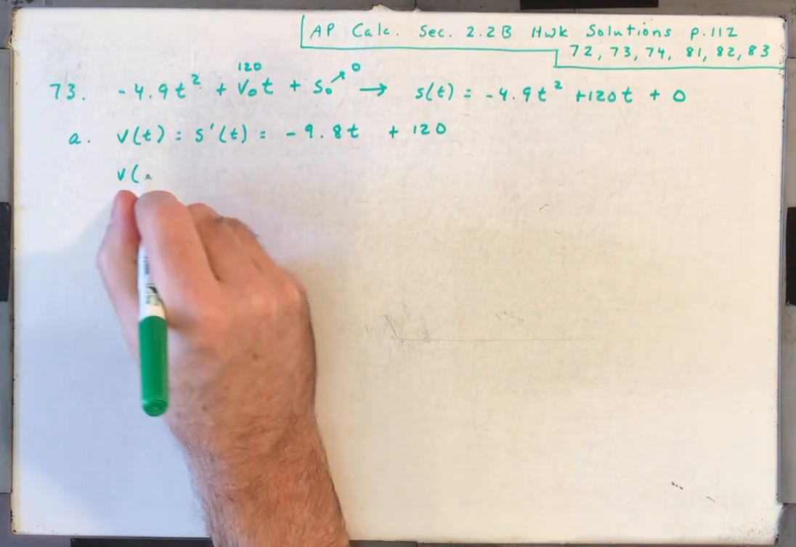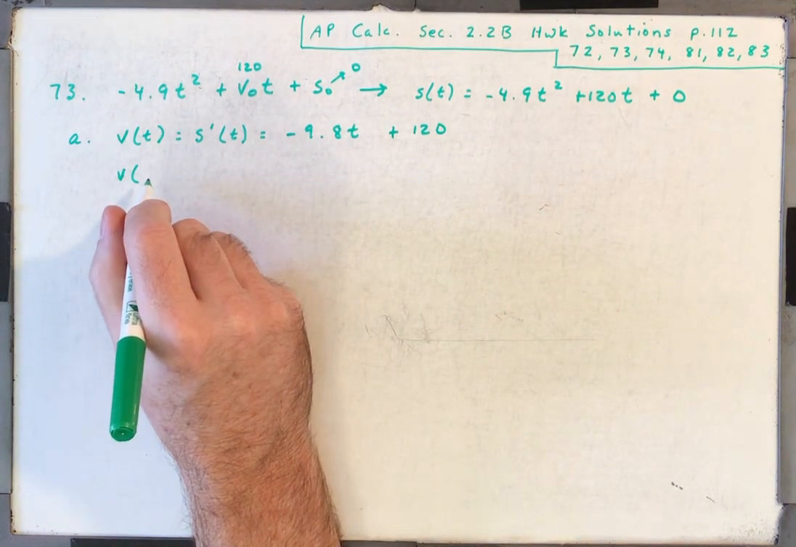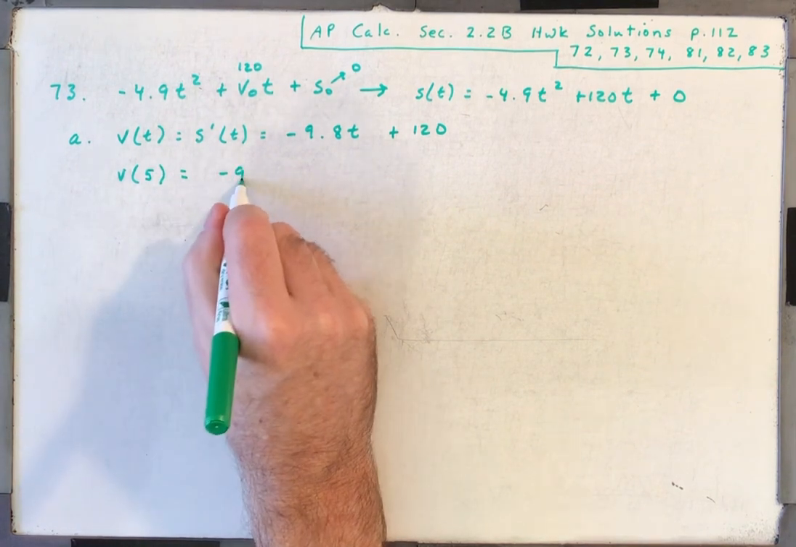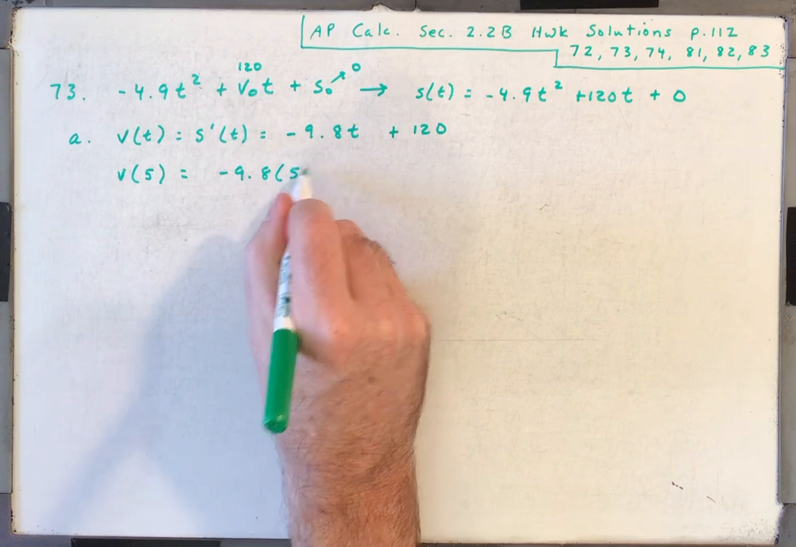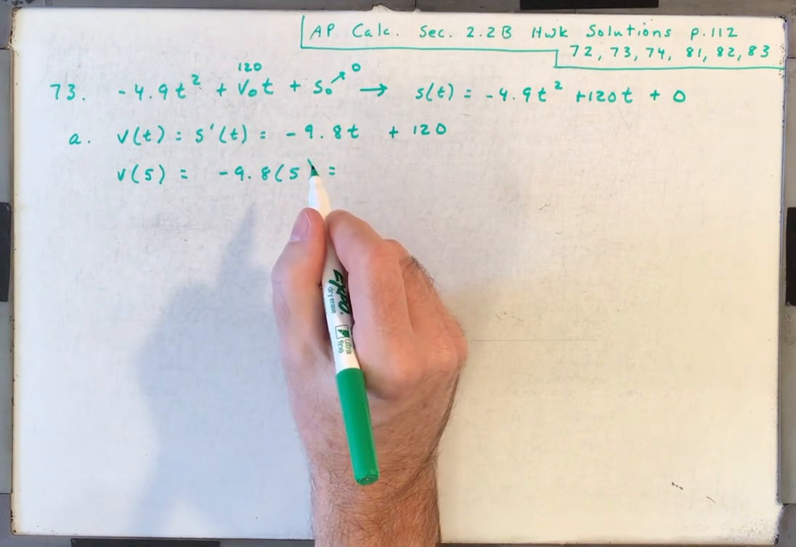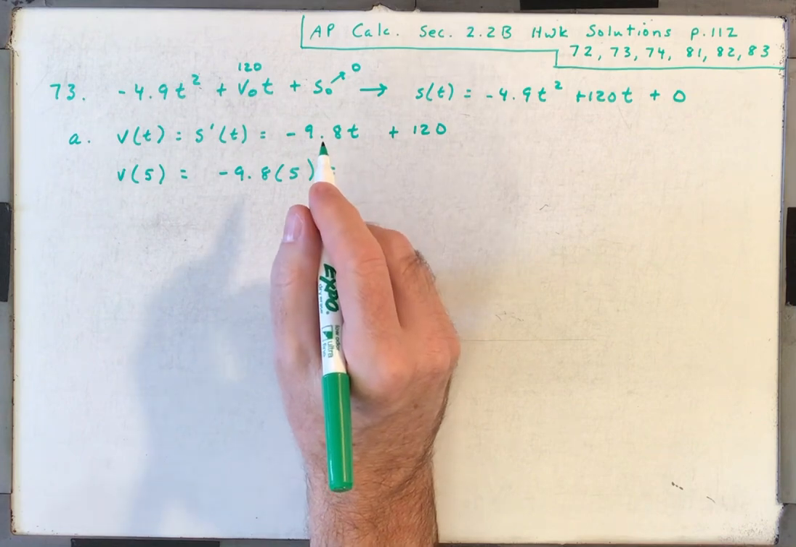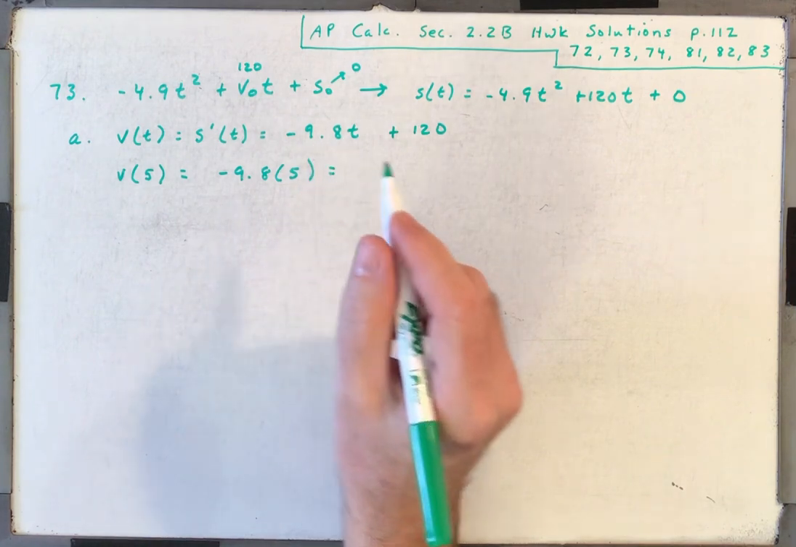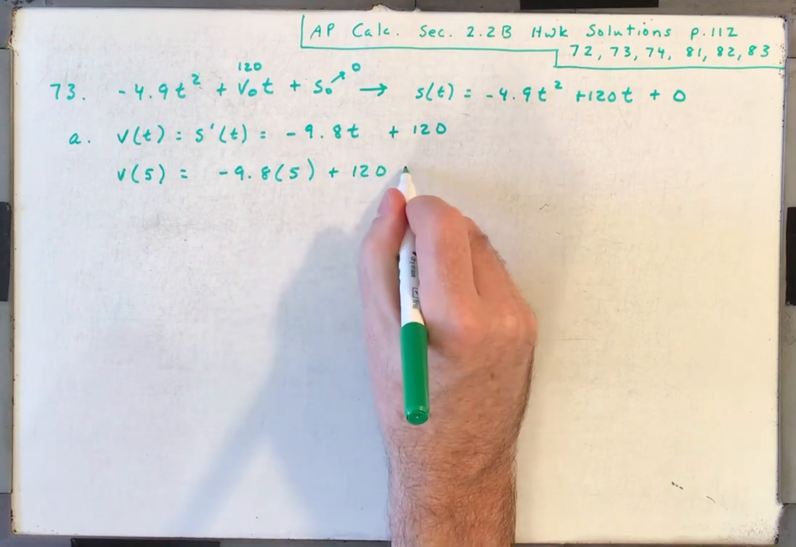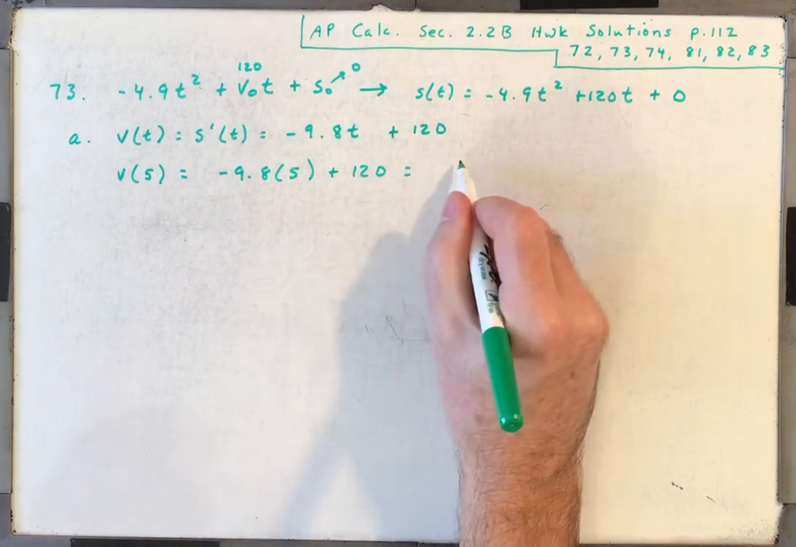So v of 5 seconds, we're just going to plug in 5. Negative 9.8 times 5, and that is negative 49, plus 120. And that is 71 meters a second.